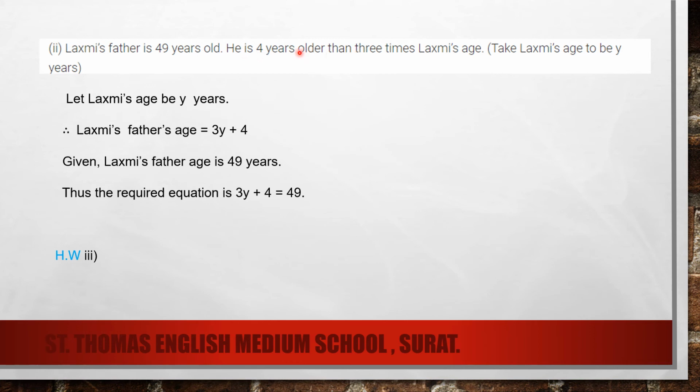That means plus 4. 3 times Lakshmi's age, and Lakshmi's age is y. 3 times means 3y. We can write it like this, 3y plus 4. Is it clear, children? Lakshmi's father's age is 3y plus 4. But it is already given that Lakshmi's father's age is 49 years. So both are the same, right? We can equate. Thus, the required equation is 3y plus 4 is equal to 49. Clear? Question number 3, we can do it as homework.